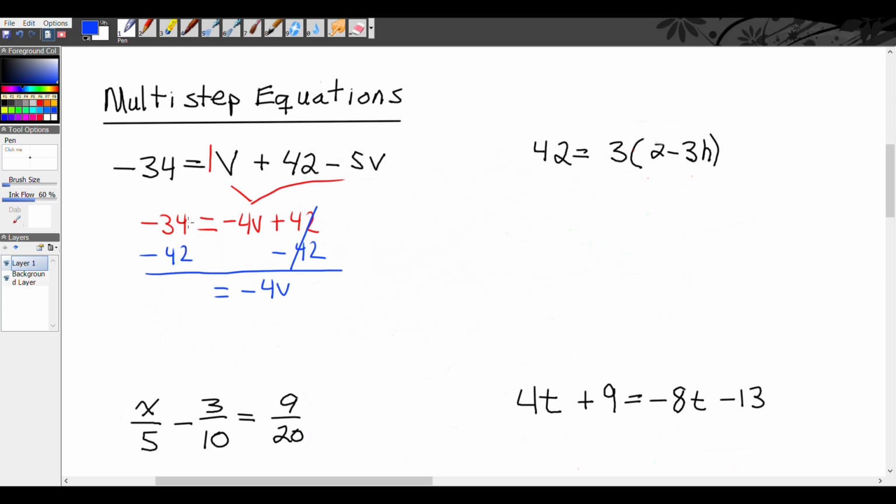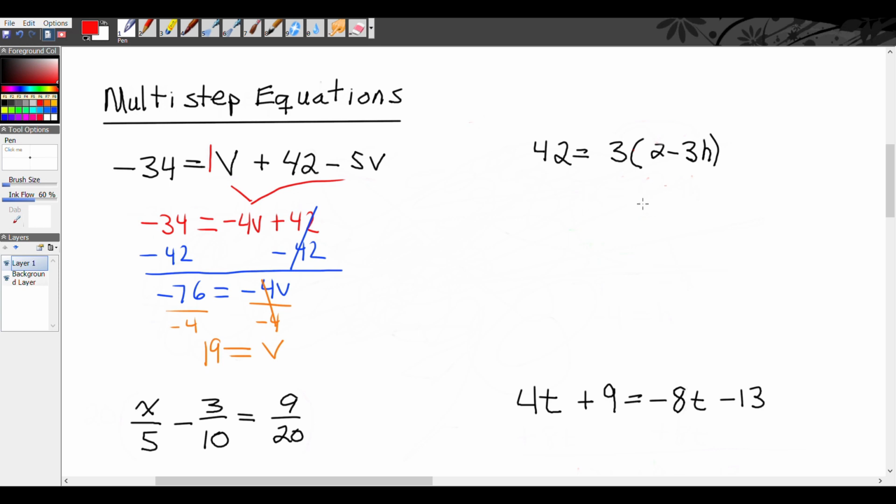And on the left, negative 34 minus 42, they're the same side, so we're going to add them together and keep the sign. So negative 34 minus 42 is negative 76. And so finally, there's one step left. We see here that v is being multiplied by negative 4, and we need to undo that, so we're going to divide both sides by negative 4. These cancel out because negative 4 divided by negative 4 is 1, and that's what we want. We want 1v. And on this side, negative divided by negative is positive, and 76 divided by 4 is 19.